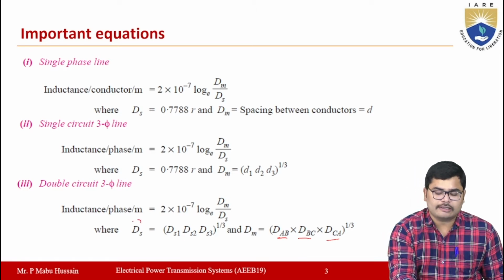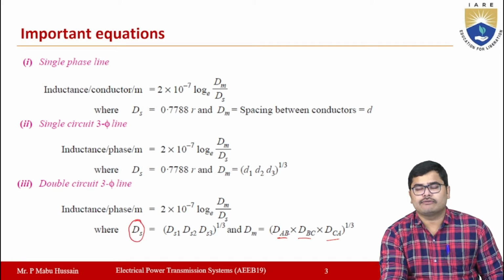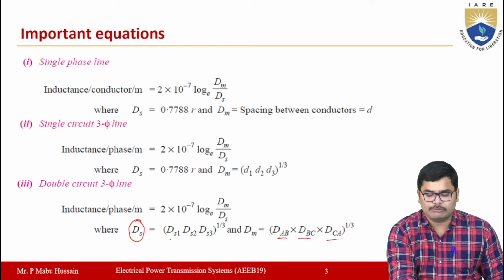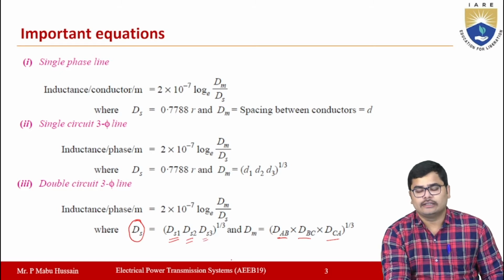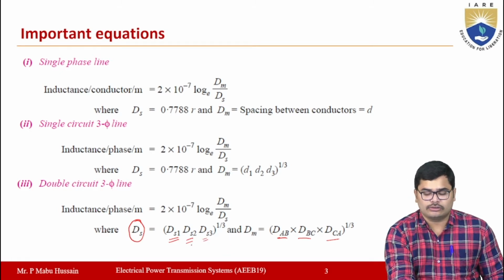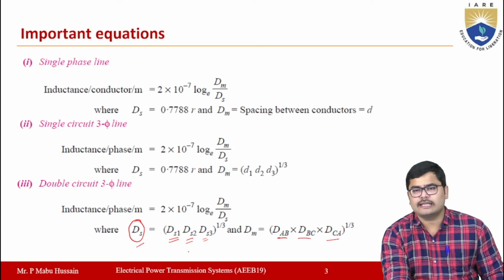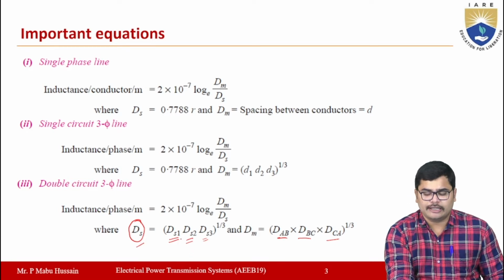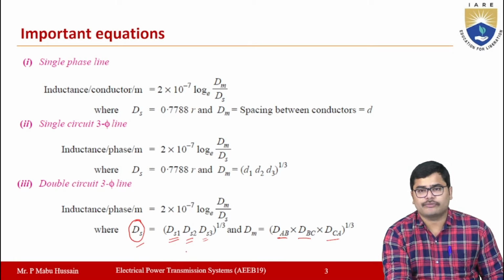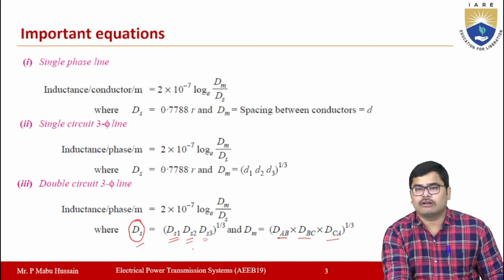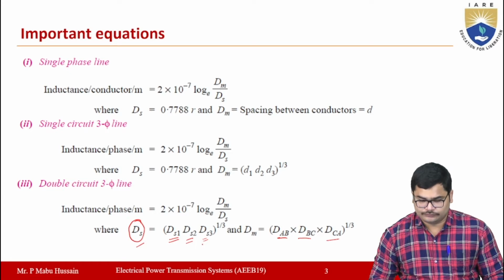Okay. So for calculating the self GMD also, we need to calculate the self GMD of each conductor. So the self GMD of each conductor will be Ds1, Ds2, Ds3. These we have to calculate, and the whole to the power of 1/3 you have to consider. So the equivalent Ds value for a double circuit transmission line will be (Ds1 · Ds2 · Ds3)^(1/3). Ds1 is the self GMD of conductor 1 in section 1, Ds2 is the self GMD of the same conductor in the second section, and Ds3 is the self GMD of conductor 3 in the same section.